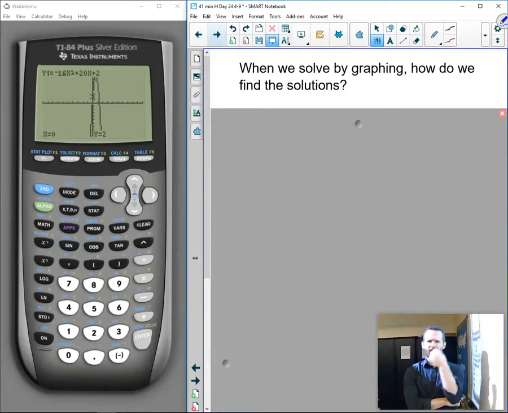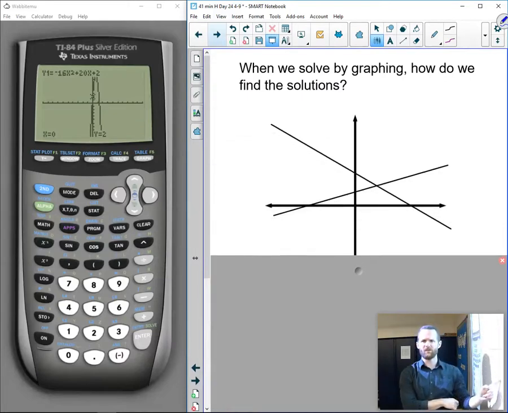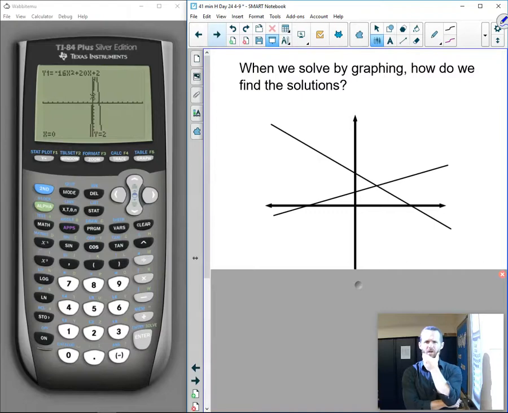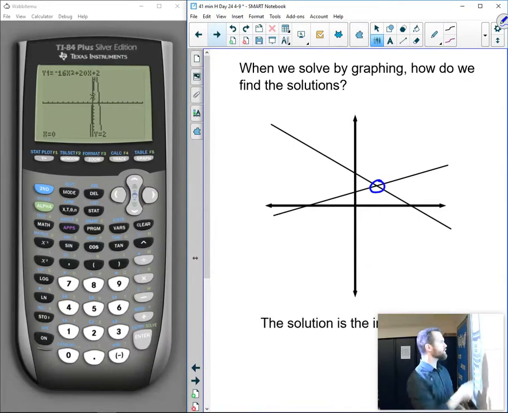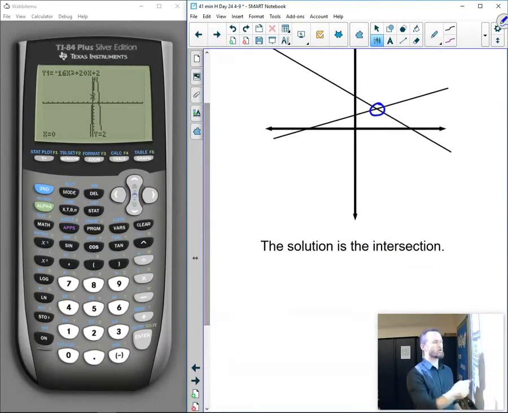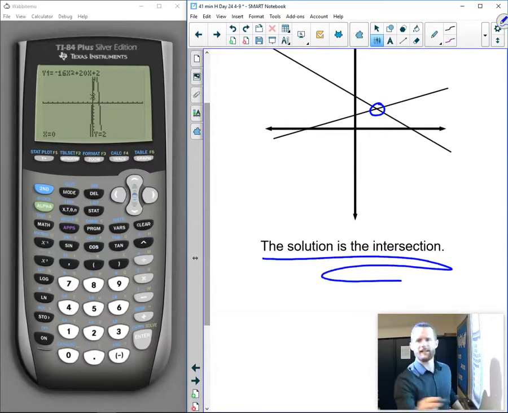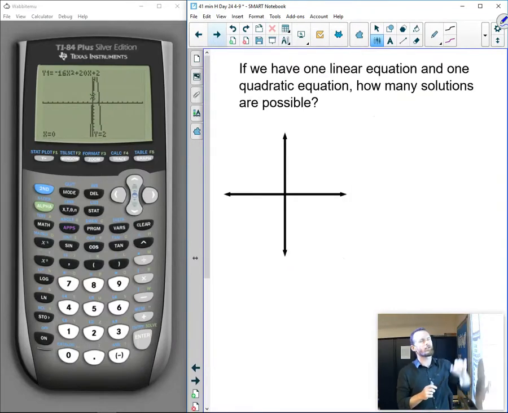So when we solve by graphing, how do we find the solutions? Once we have our graph, so it could be the graph of two linear equations, where would the solution be? Hopefully you remember that the solution would be right there, the point where they're crossing. So essentially what you need to remember is that the solution is the intersection. The solution is the intersection. So keep that in mind as we go through our next slides.